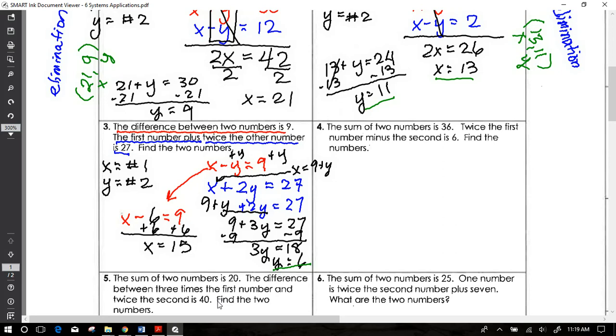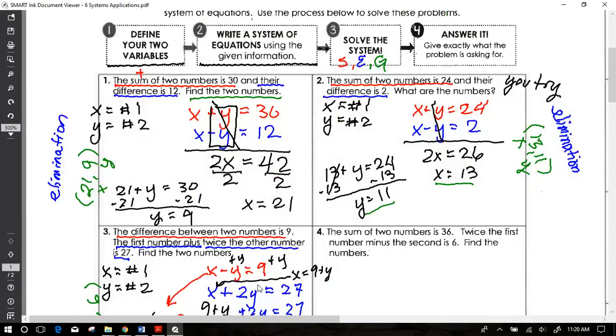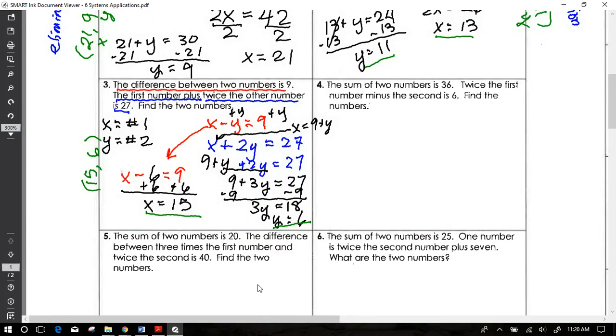So let's write the answer out to the side. X is 15, y is 6. And the method that I chose to use was, let me see, substitution, which I put in red up above. So substitution method. So those notes up at the top are suggestions, but you really can use whichever method that you would like, okay?